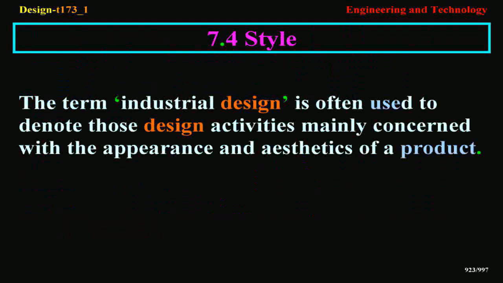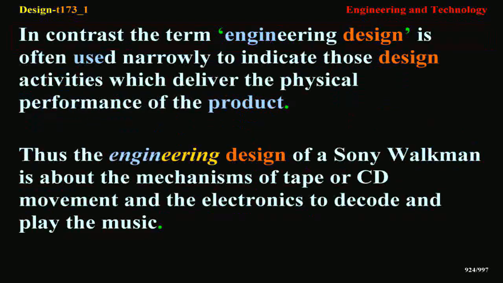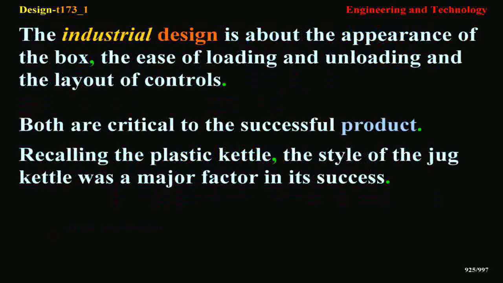7.4. Style. The term industrial design is often used to denote those design activities mainly concerned with the appearance and aesthetics of a product. In contrast, the term engineering design is often used narrowly to indicate those design activities which deliver the physical performance of the product. Thus, the engineering design of a Sony Walkman is about the mechanisms of tape or head movement and the electronics to decode and play the music. The industrial design is about the appearance of the box, the ease of loading and unloading, and the layout of controls. Both are critical to the successful product.